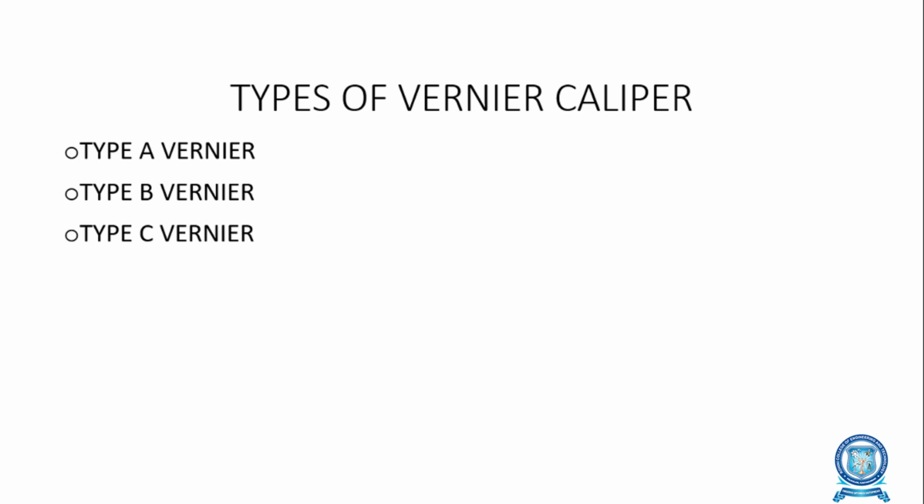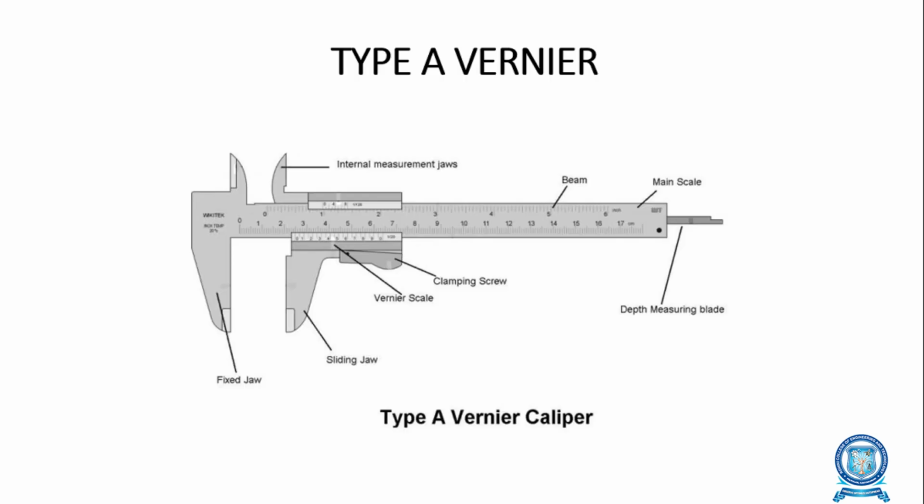There are three different types of vernier caliper: type A caliper, type B caliper and type C caliper. So this is the type A caliper. Here the internal measurements and external measurements are on different sides. Here the internal measuring jaws are over the main scale, and the external measuring jaws are below the main scale.